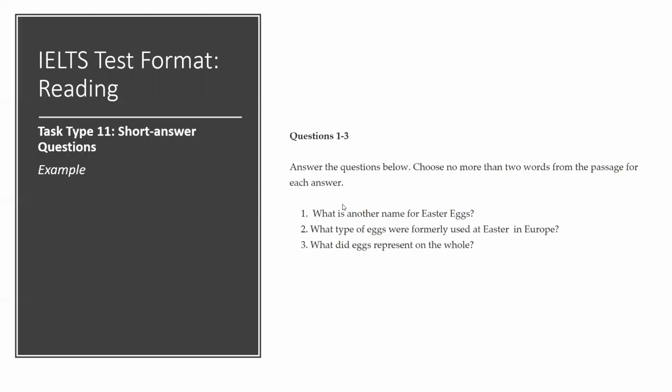Okay. Let's see an example. For example, question 1 to 3 says, answer the questions below. Choose no more than 2 words from the passage for each answer. No more than 2 words. So, what is another name for Easter eggs? This is the question. We have to write the answer to it, and we cannot write more than 2 words. These are very simple. All right. Okay. So these are 11 types of questions that we will get in the reading part of IELTS academic reading.